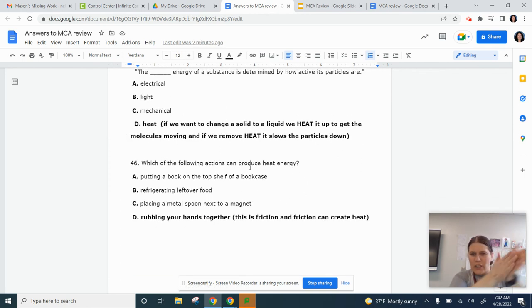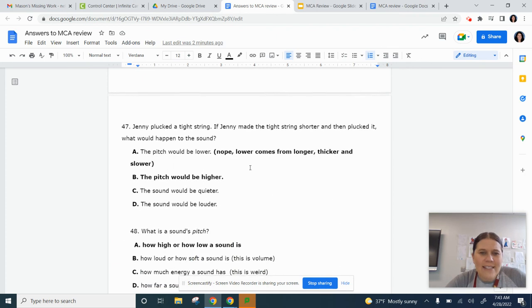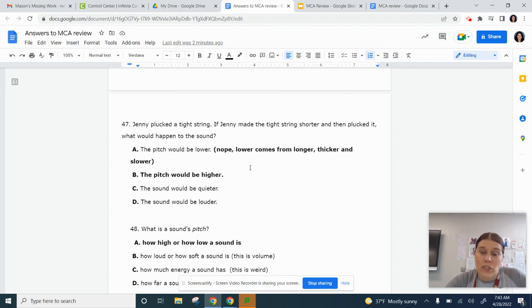46. What makes heat? Friction. All friction causes heat. Now I've got hot hands here. So D. 47. Okay, this was pitch, right? And there were lots of things that make pitch different: what the instrument is made out of, how big the strings are, how tight the strings are, and if you pull things farther, right? Because then it makes it tighter. So this one was kind of confusing. If Jenny made the tight string a little shorter and then plucked it.